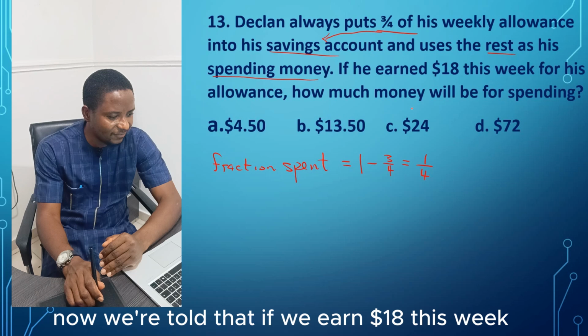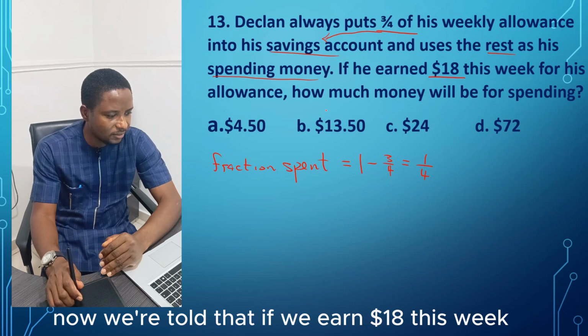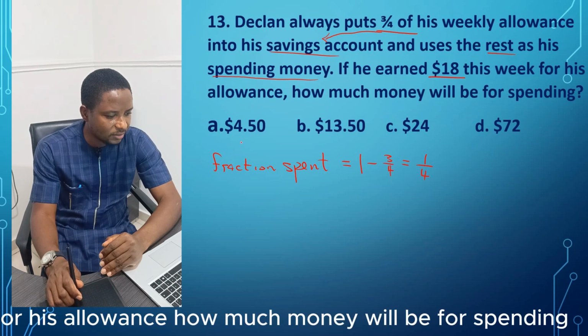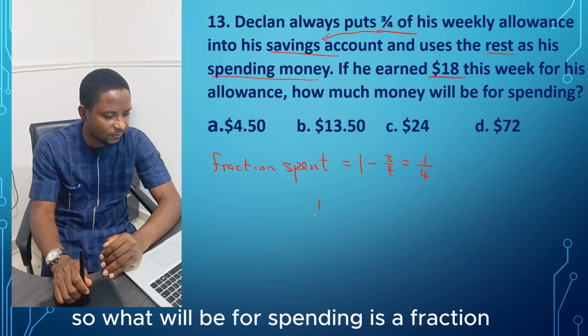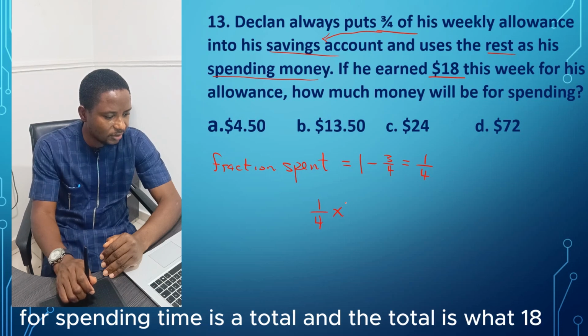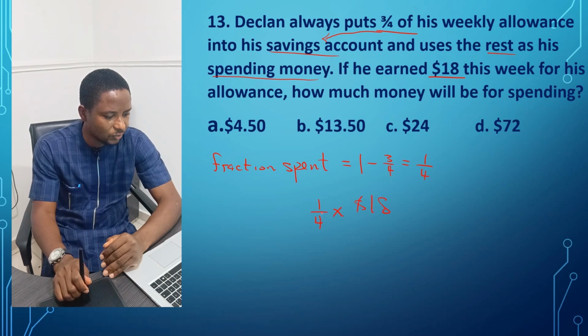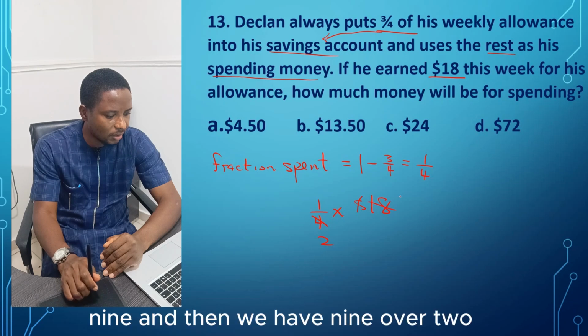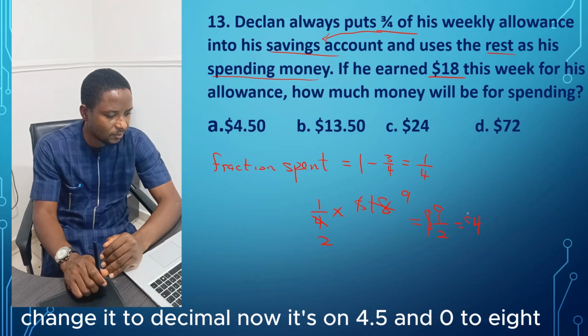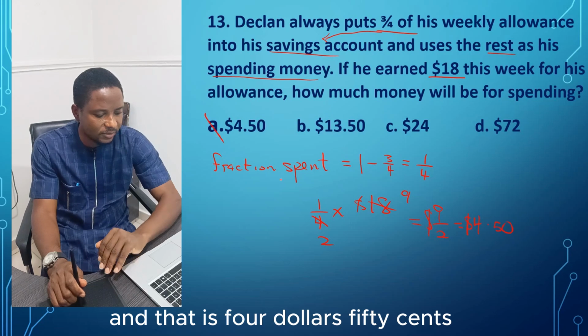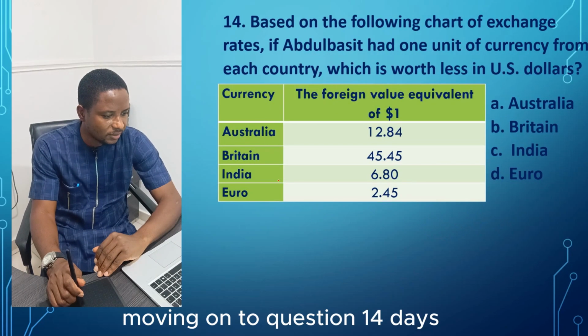Now, we're told that if he earned $18 this week for his allowance, how much money will be for spending? So what will be for spending is the fraction for spending times the total. And the total is what? 18. 2 here, 9. And then we have 9 over 2. Don't forget it's in dollars. Change it to decimal. That's 4.5. Add 0 to it. And that is $4.50.